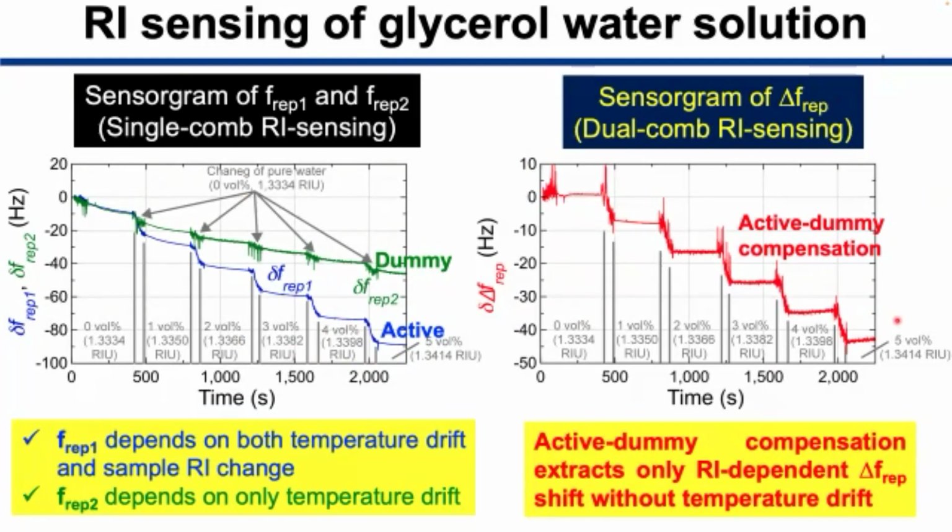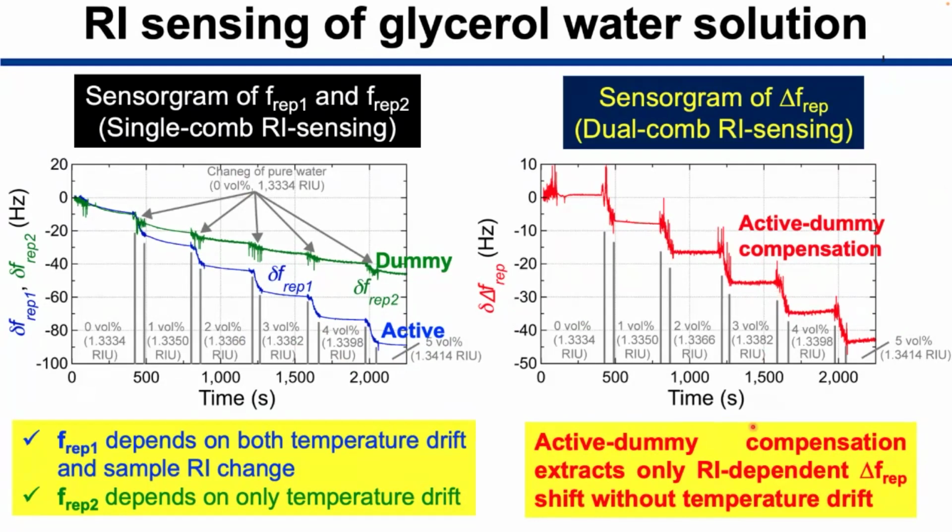In this case, a step-like behavior of sample RI change clearly appeared in the sensor signal. In this way, the active dummy compensation extracts only the RI-dependent delta FREP shift without the temperature drift.